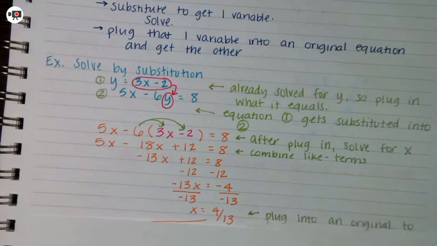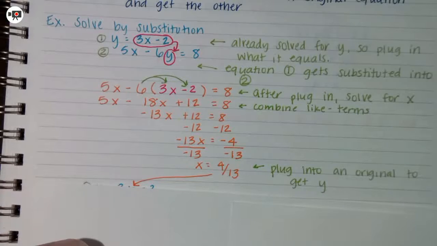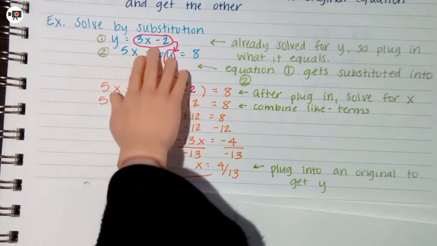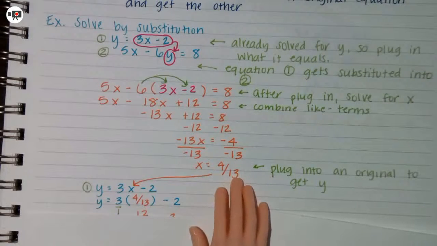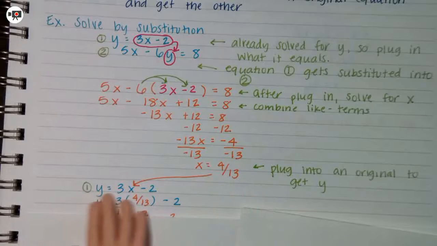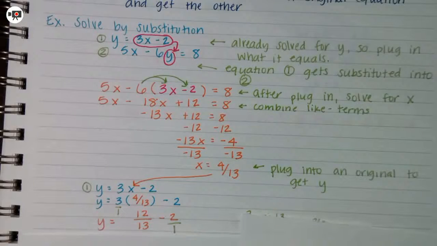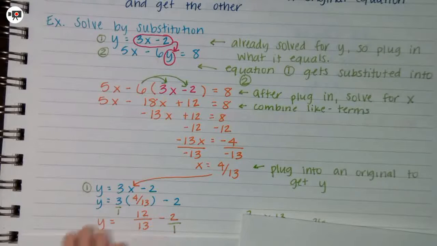I know what x is now, so I'm going to plug it back in to one of my original equations to get y. Since this one is y equals, that's going to be a little easier to solve for y. So I'm going to plug it into equation 1, and instead of x, I write the value that I found for x. So y equals 3x minus 2, that is y equals 3 times 4 over 13 minus 2. 3 times 4 is 12, 1 times 13 is 13. So now I have y equals 12 over 13 minus 2 over 1.